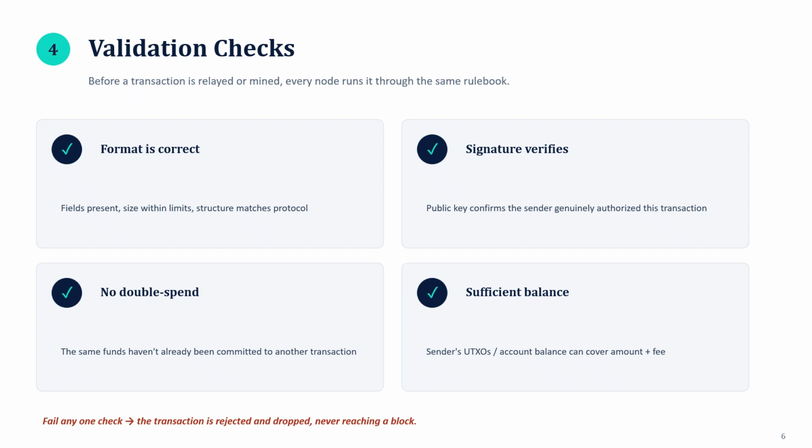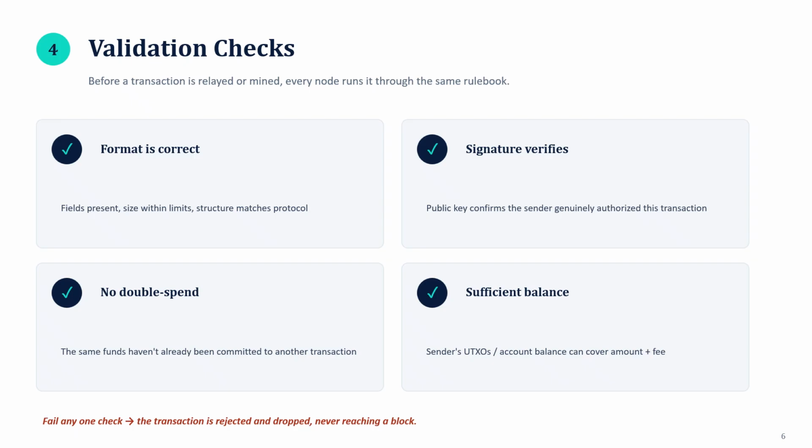Now we are going to check the validation. Before a transaction is relayed further or picked for a block, it has to pass the same checks at every node. Is it correct, I mean, right fields, right size? Does the signature verify against the claimed sender?